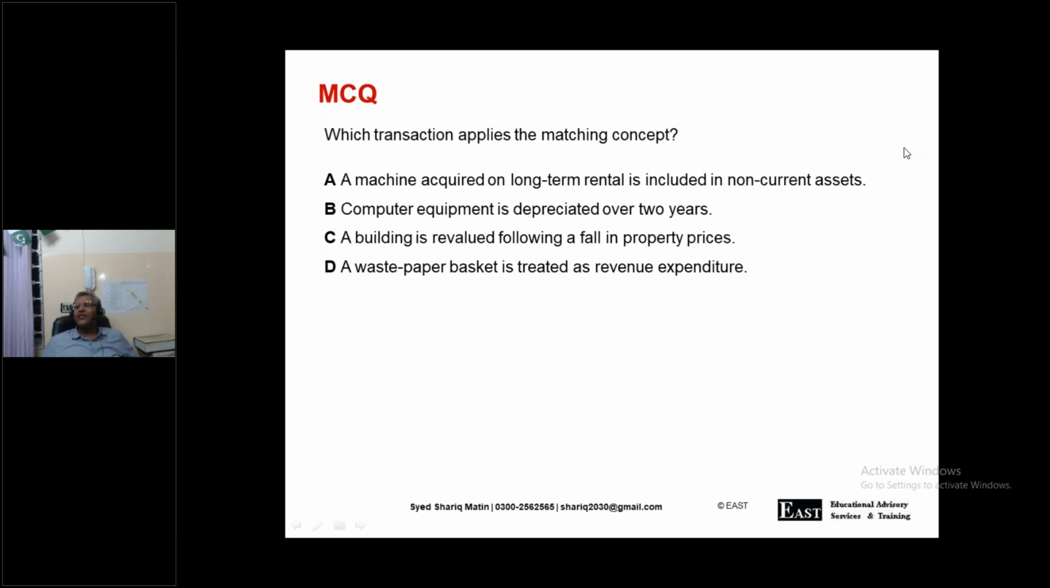The second one, depreciation. Charging depreciation is an example of the matching concept. Option D is materiality. When the amount is insignificant, you simply record it as revenue expenditure. Significant or insignificant amount is the concept of materiality. So over here, the concept that applies matching is depreciation. Let's move on to the next one.